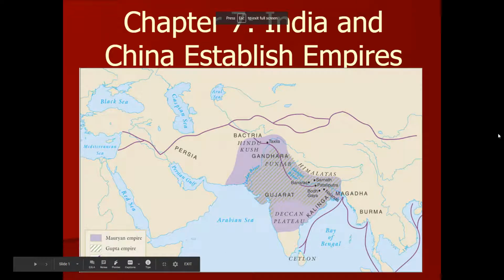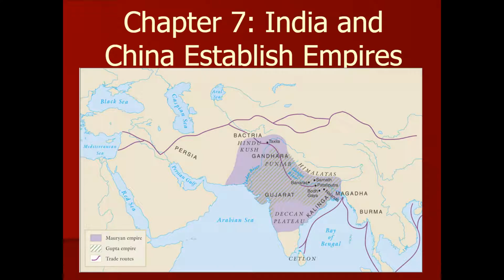All right, 10th graders. Now, we talked last chapter about Rome, both the rise and the fall of the Roman Empire. And we're jumping into chapter 7 in our distance learning. So, our fifth week, and that is going to be India and China establishing empires.